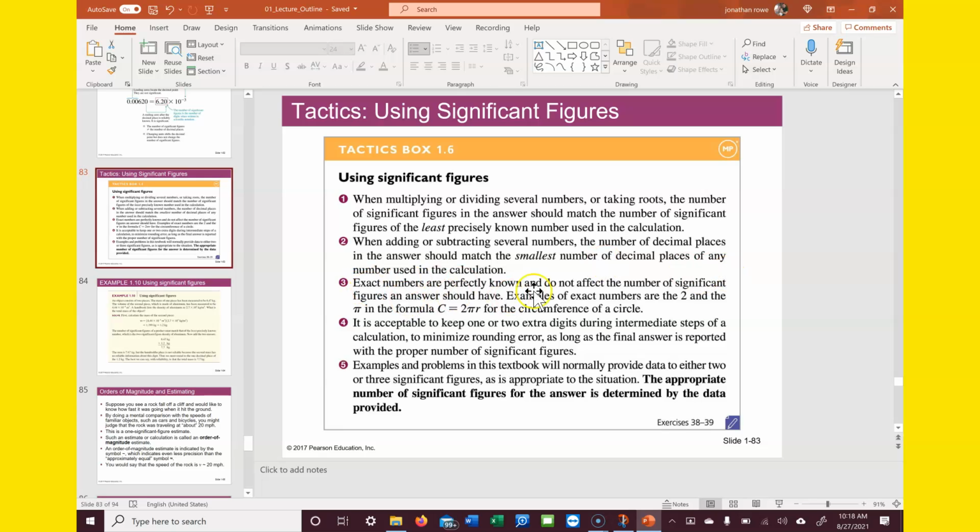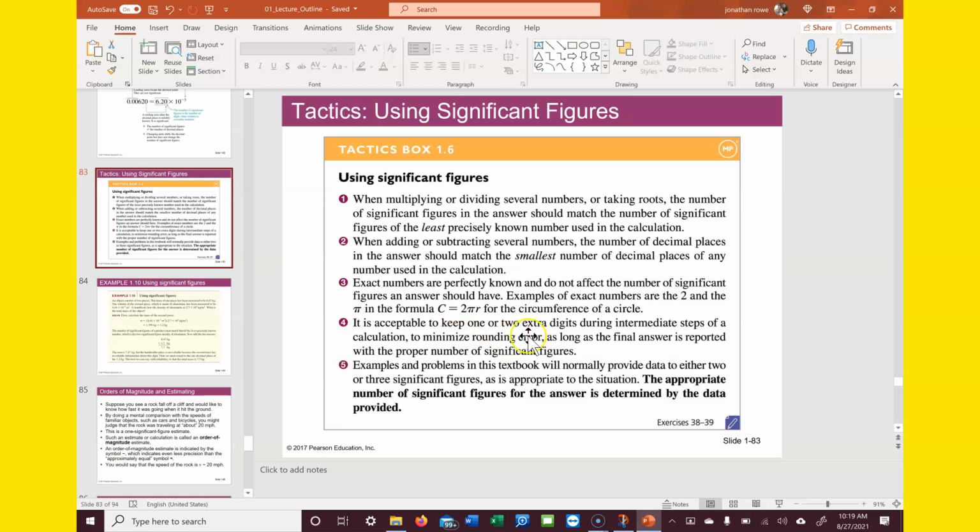All right, exact numbers are perfectly known and do not affect the number of significant figures an answer should have. Examples of exact numbers are the 2 and the pi in the formula circumference equals 2 pi r for the circumference of a circle. So the 2 and the pi don't affect the significant figures. Only the preciseness of the measurement of the radius would affect the number of significant figures that would be acceptable in the circumference.